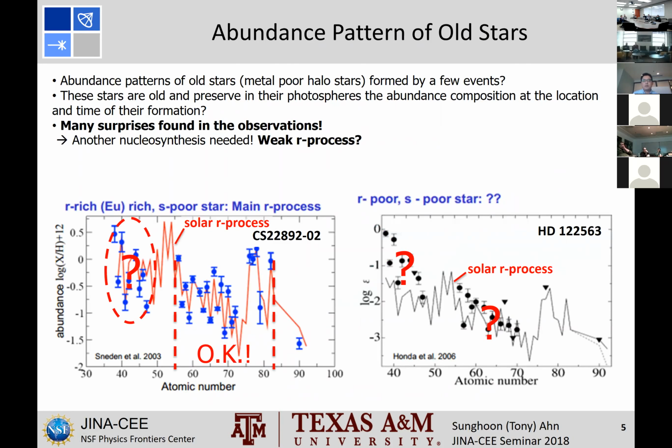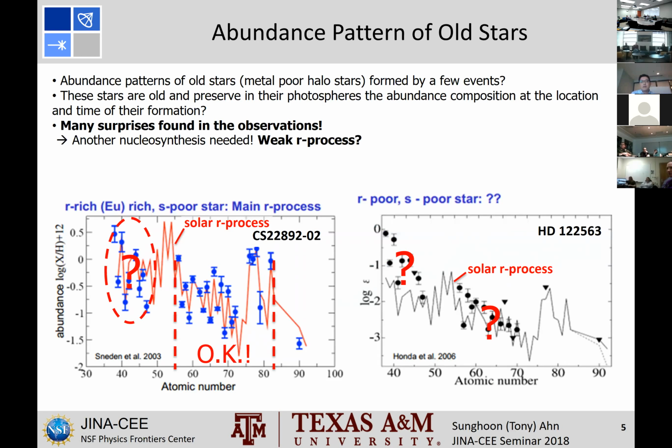As the resolution of astronomical observations gets better and better, astronomers started looking at the old stars, such as metal-poor halo stars, since we believe that they are very old, born in the early stage of the universe, and preserve the abundance composition of the location and time of their formation.